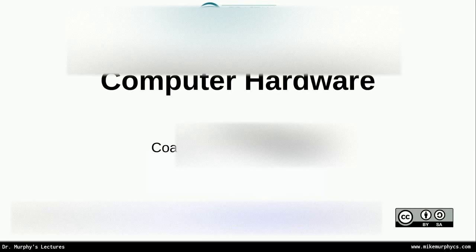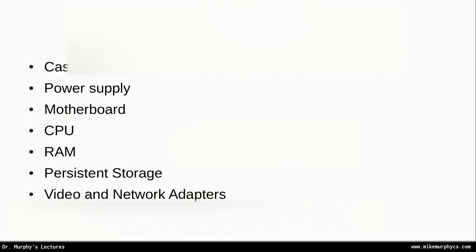In this lecture, I'm going to provide an overview of computer hardware. I'm going to discuss the components that make up a computer system, or a computational device more generally, at a high level. These components include such features as the case, the power supply, the motherboard, the central processing unit or CPU, random access memory or RAM, persistent storage, and video and network adapters.